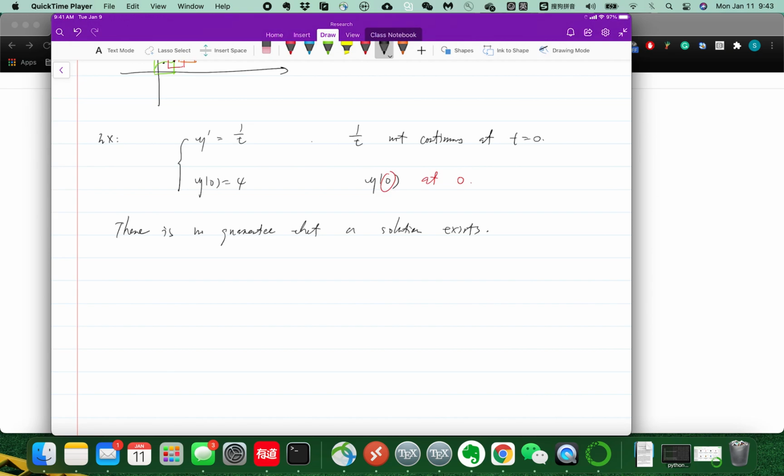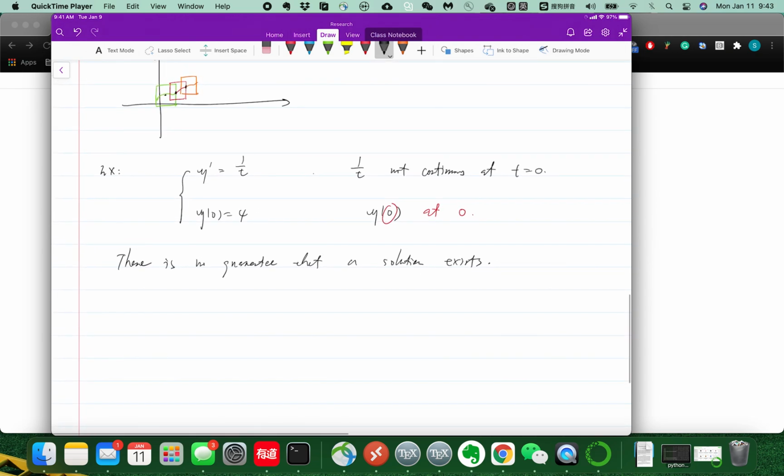For this case, of course, you can try it by yourself. You don't have a solution. It's simply not doable. You start from 0 and you don't even know how to change, because at 0 your derivative is basically infinity.